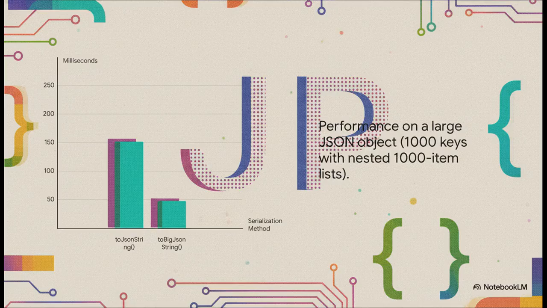And we're not talking about a small difference here. Look at these numbers. For a really beefy object, the standard method took 152 milliseconds. toBigJsonString crushed the same job in just 48 milliseconds. That's more than 3 times faster. That's a huge deal in a high-performance app.